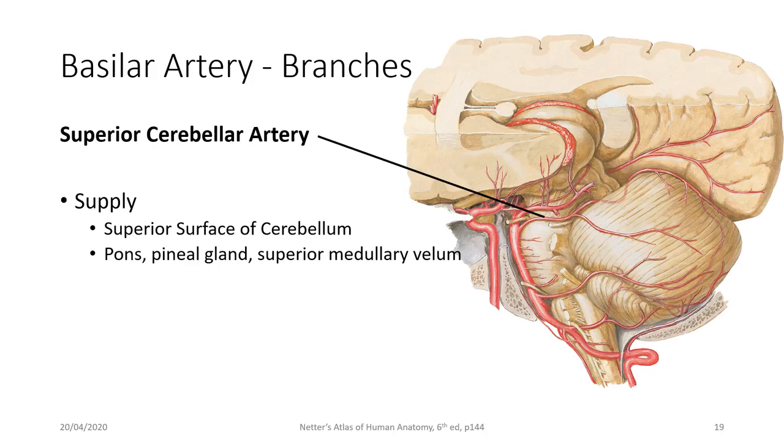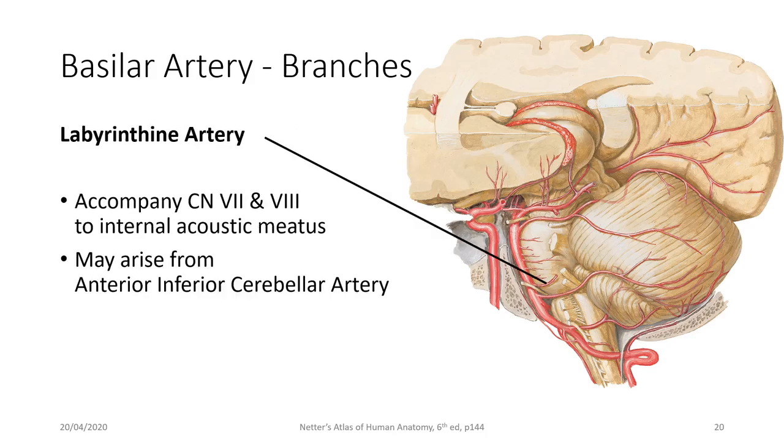Superior cerebellar artery supplies the superior surface of the cerebellum, and also some part of the pons. About here is the pineal gland. It gives branches to the pineal gland and the superior medullary velum, and these are also supplied by this artery, along with some other parts.